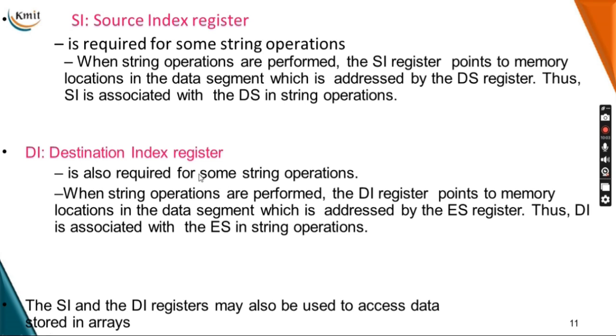So here the DI register points to the extra segment when you are going for string operations. When you are going for basic operations, it goes for the data segment. But when we are going for string operations, it is associated with the ES, the extra segment. This is one type of memory segment. The SI and the DI registers may also be used to access data stored in arrays. Getting clear? This is the second type of registers, which are pointer and index registers.